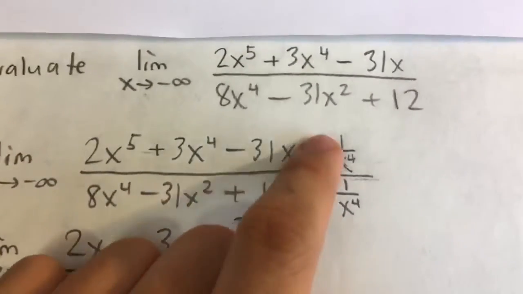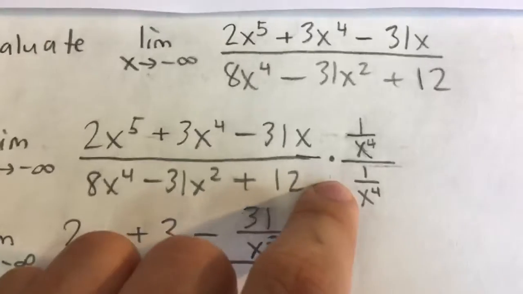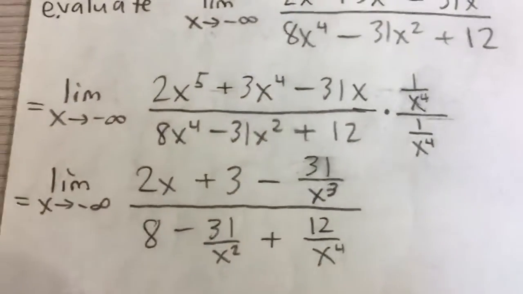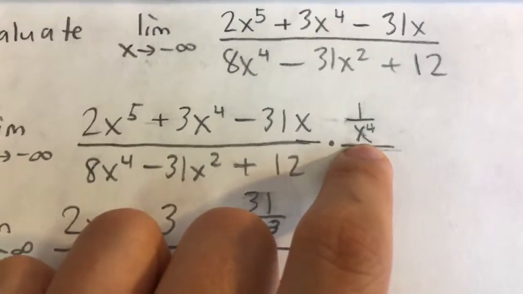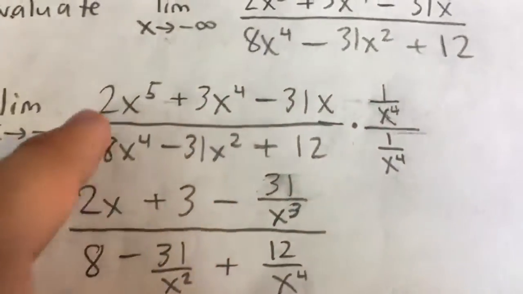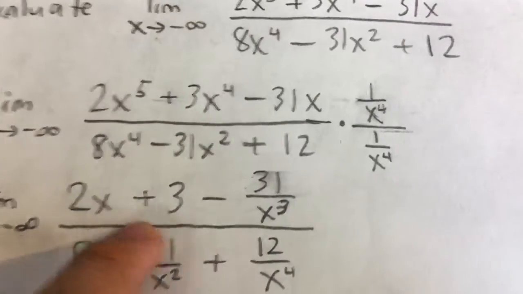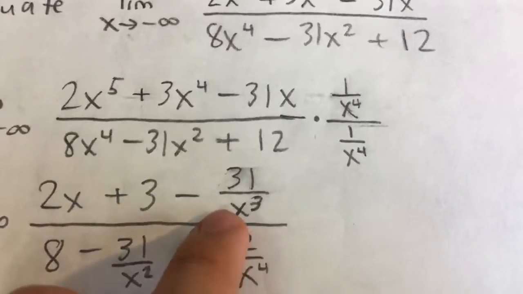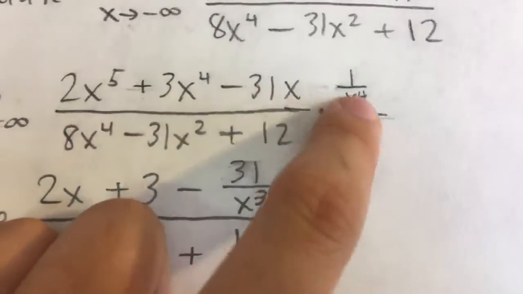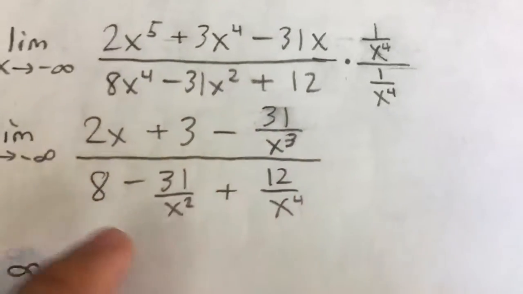In other words, multiply numerator and denominator by the reciprocal of the highest power. Now that's the same as dividing by the highest power. So in the numerator, I multiply this by all three terms. So we get 2 times x, because the power goes down by 4. 3 times x to the fourth just becomes 3. And negative 31x, one of the x's will cancel out, but it'll be divided by x cubed. So we'll have 31 over x cubed.